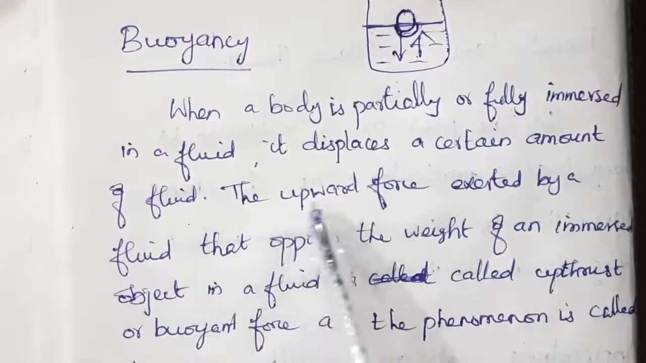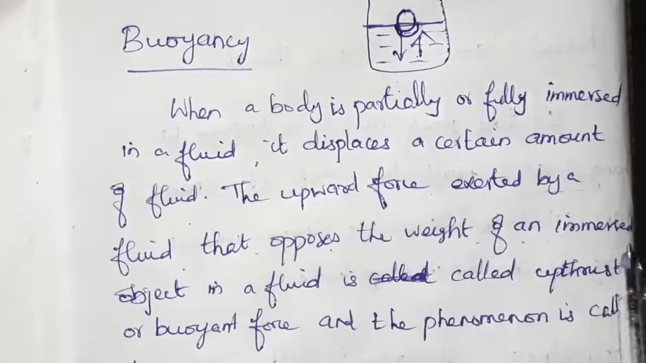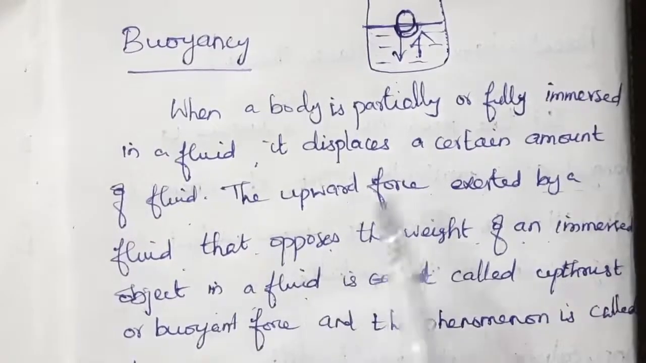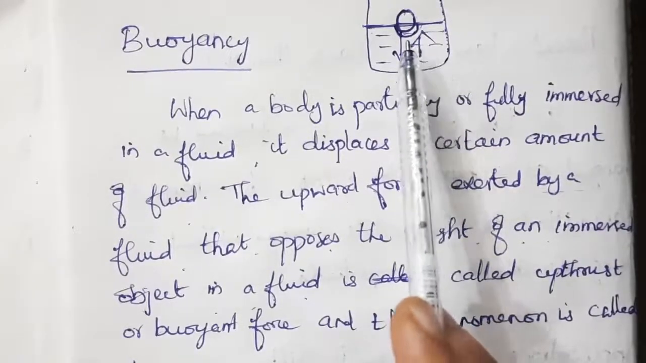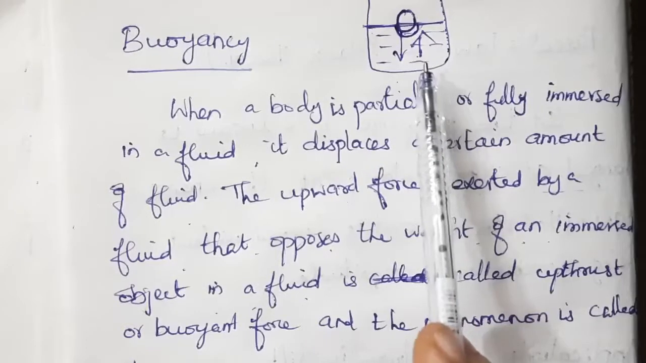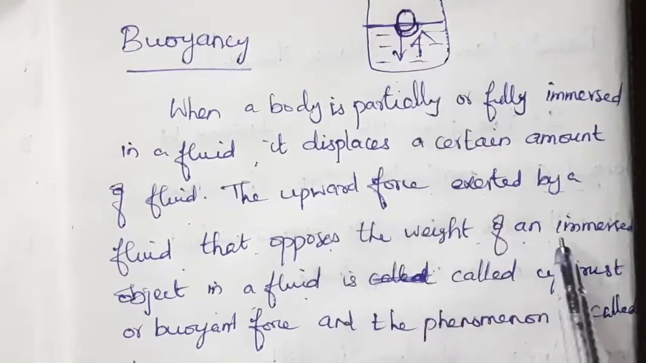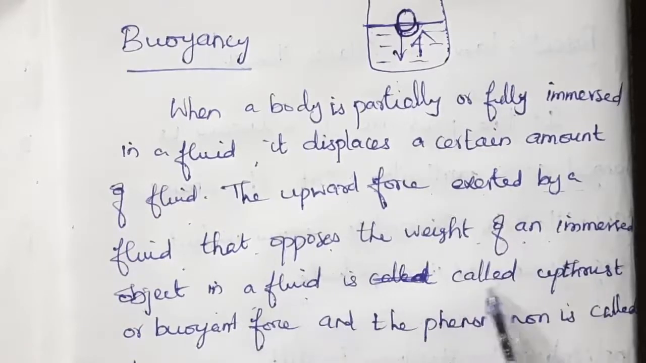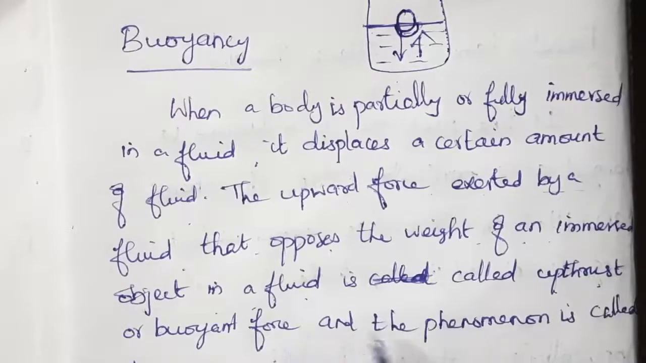So, the upward force exerted by a fluid that opposes the weight of an immersed object in a fluid. So, when an object is put in a fluid, the object's weight will be acting downward. Automatically then, an opposite upward force will be acting on that object. That force that opposes the weight of an immersed object in the fluid is called upthrust. Thrust is nothing but force, or buoyant force, and this phenomenon is called buoyancy.